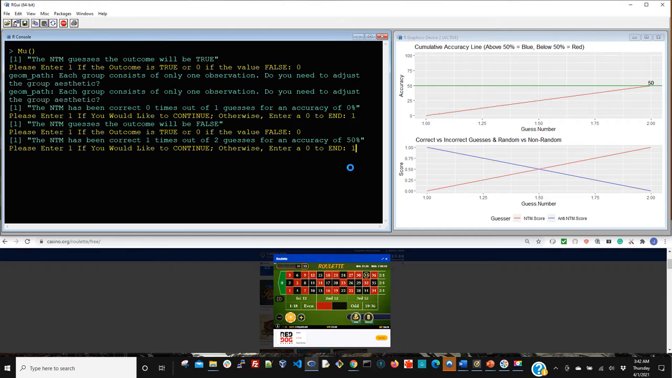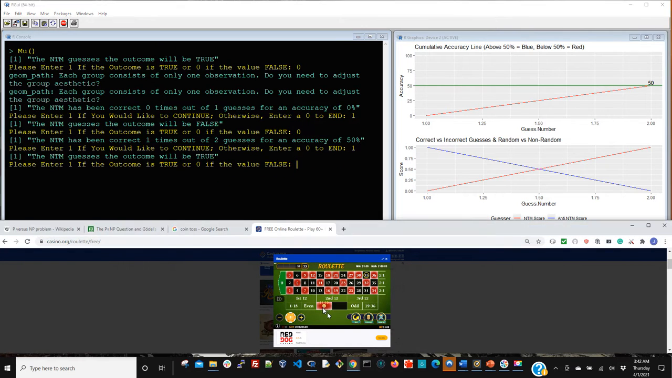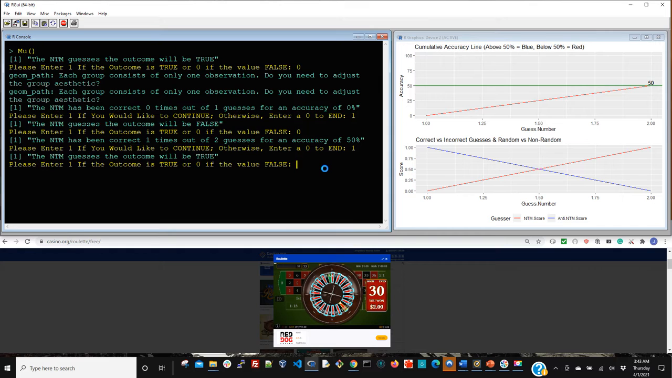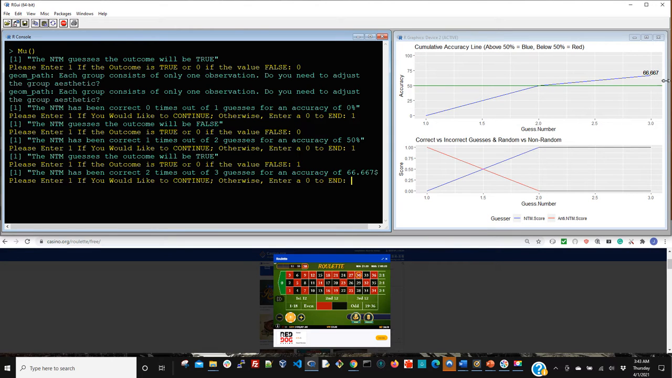So we'll put in 1 saying we want to continue, and it's guessing the next outcome will be red. So we will spin on red and see if that is how it comes out, and then inform the computer how it has done. It comes out red, so we enter in 1 and press enter. The graph updates. As you can see, the lines representing the machine's outcome have now turned blue, and its antithesis is here in red.